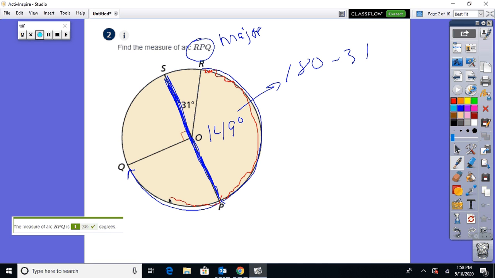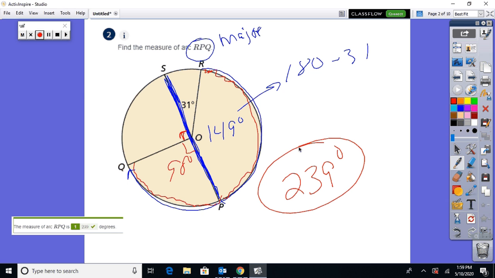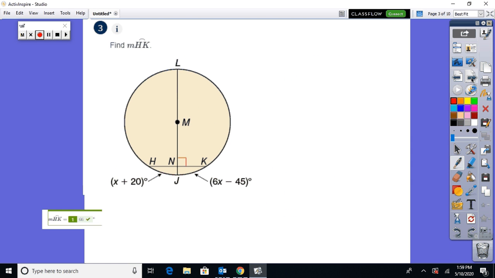Then I can just add this little part, the arc addition postulate. Since that's a right angle, that's 90, so I've got 90 on that side. So I'm just adding 90 and 149, and that gives me a grand total of 239 degrees. It's a major arc, so make sure your answer is greater than 180 and less than 360, and there it is. All right, number 3.